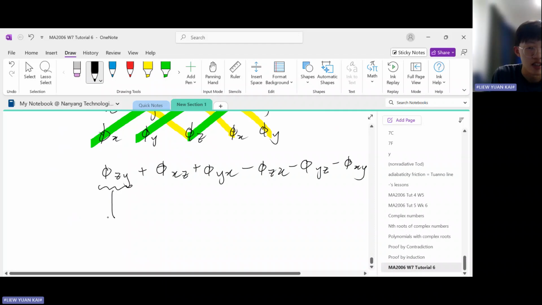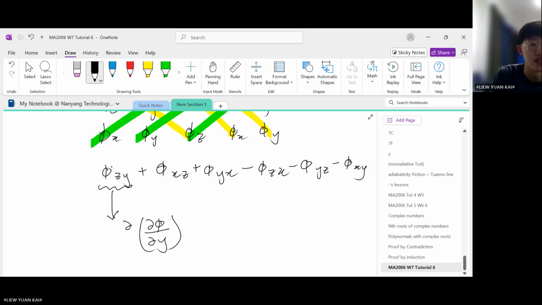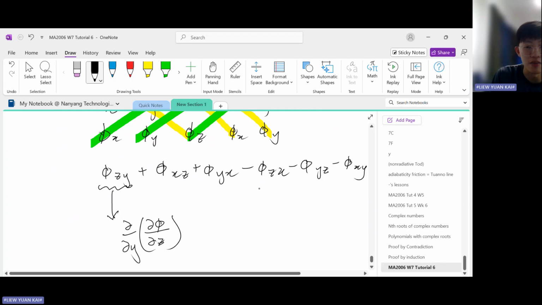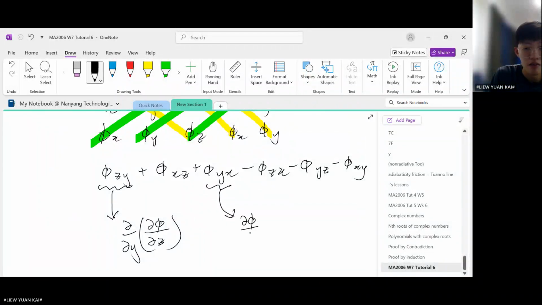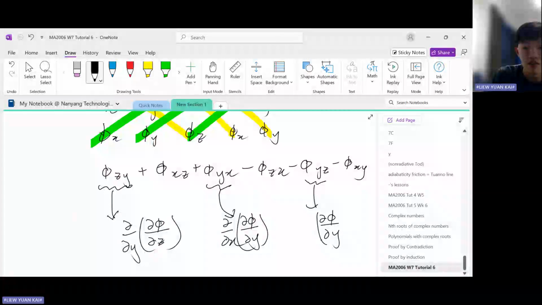For example, this, right, is short form for partial derivative y and then partial derivative, sorry, my bad. It's supposed to be z here, then y. Okay, let's take another example. This shows partial y first, followed by partial x. Okay, another example, this is partial y first, followed by partial z.